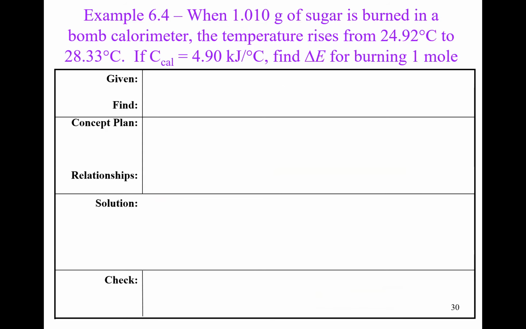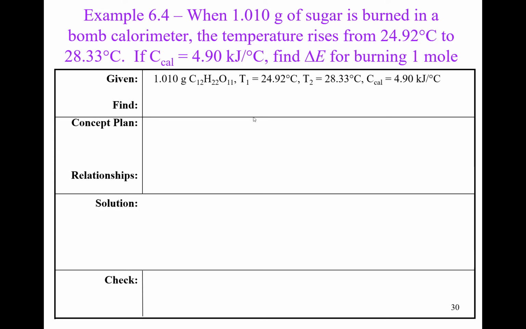Okay, so let's do one of these. There's 1.01 grams of some sugar. It's burned, combusted in the bomb calorimeter. The temperature of the water rises from this initial to this final. The specific heat for that calorimeter is this amount. It's 4.9 kilojoules. So we can find the energy that came from the sugar indirectly by measuring the water.